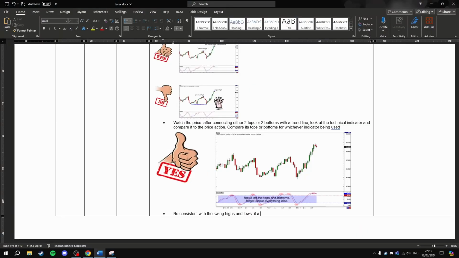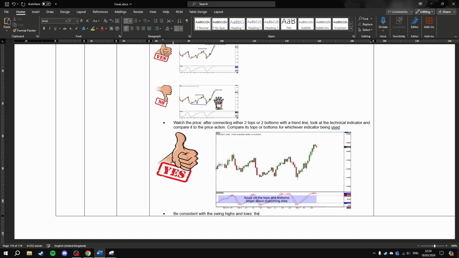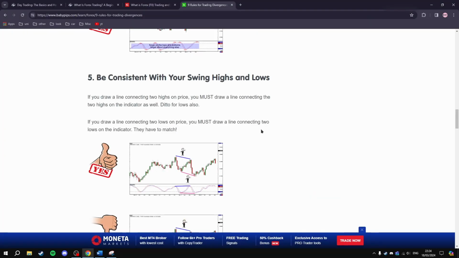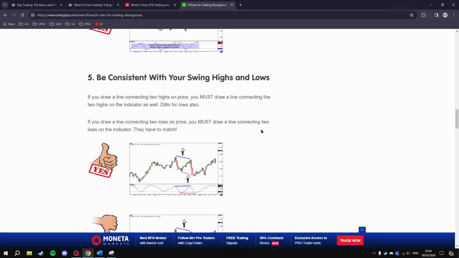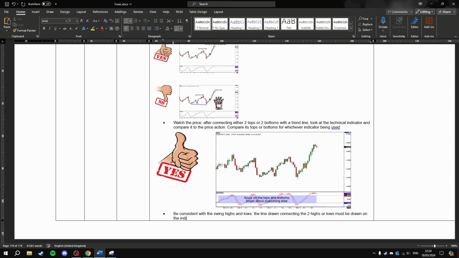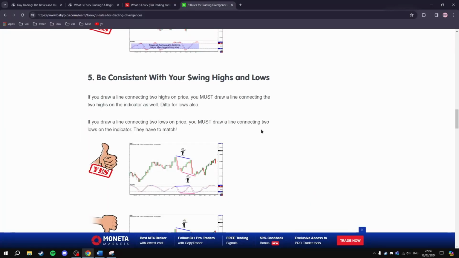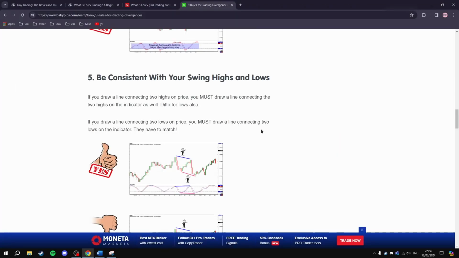So the line drawn connecting the two highs or lows must be drawn on the indicator connecting the two highs or lows as well.